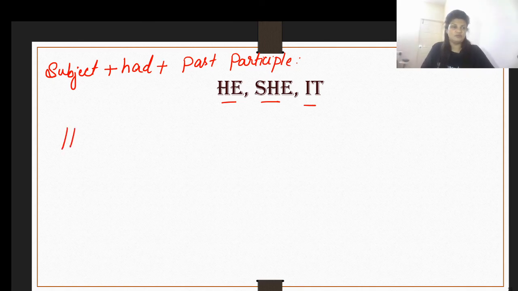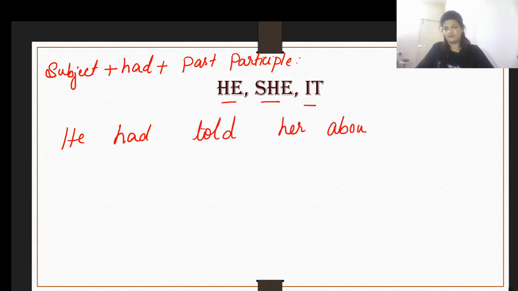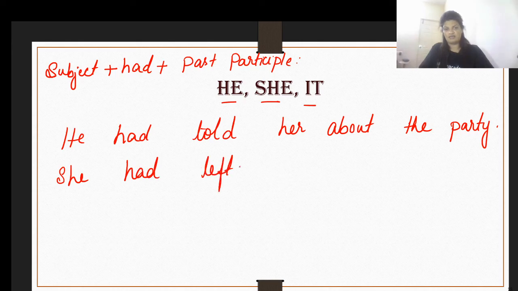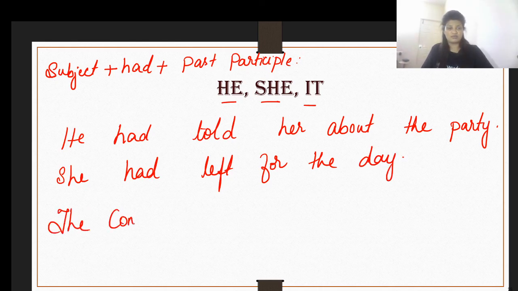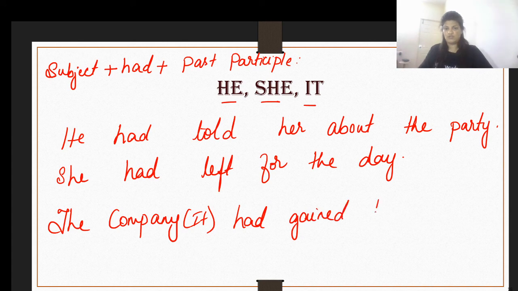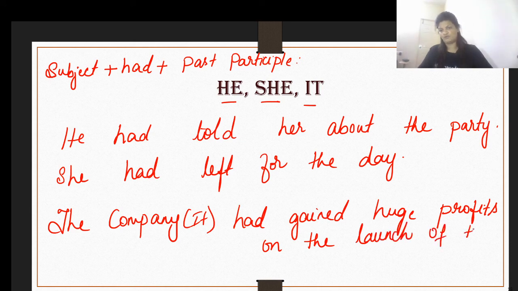Let me give you the examples. He had told her about the party. Full stop. Well, if you have the subject as she, she had left for the day. Well, third person, we can use it as the company. The replacement of company is it, or the pronoun. The company had gained huge profits on the launch of the product. Or you can also say that as a product launch.